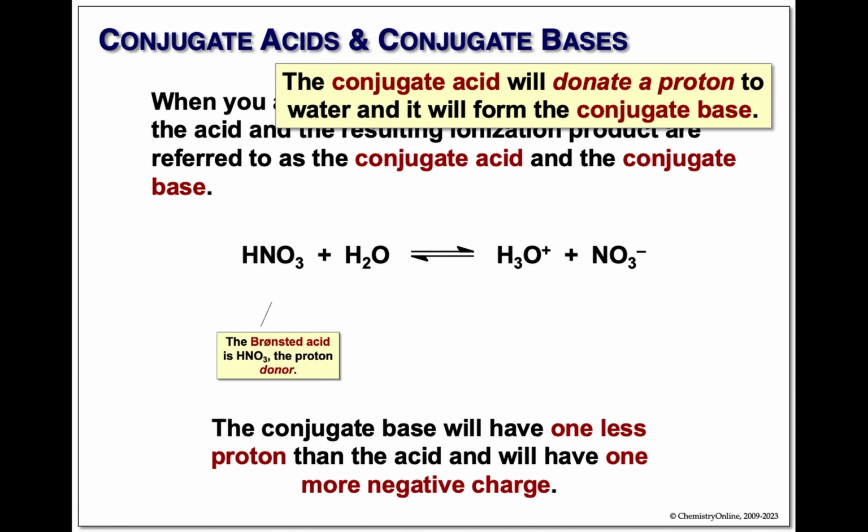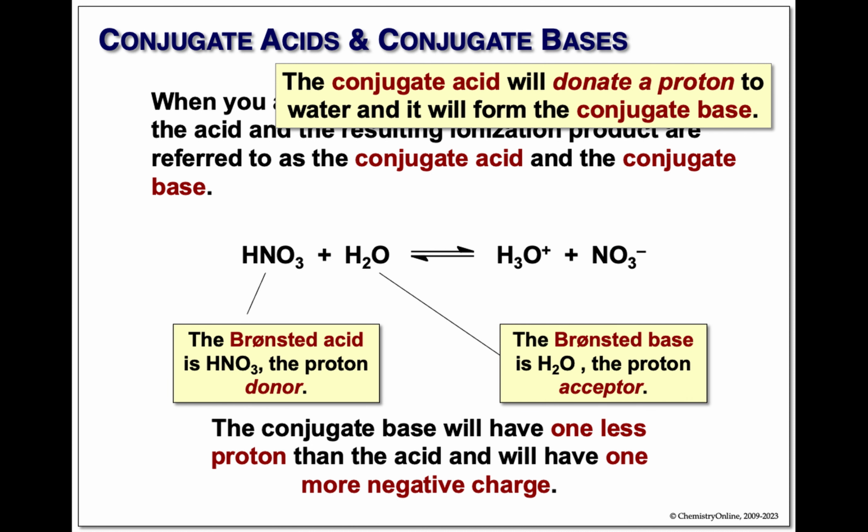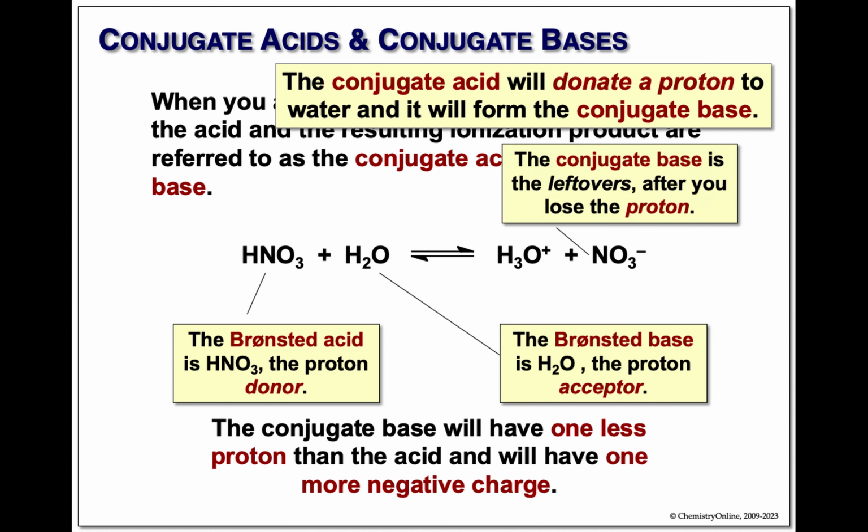Now once again, this is the Bronsted acid. It is the thing that is the proton donor. This is the Bronsted base, which is the proton acceptor. And after it has donated its proton, we're left with the conjugate base. So that's the important nomenclature. Any questions?